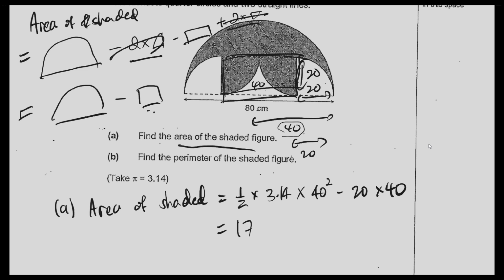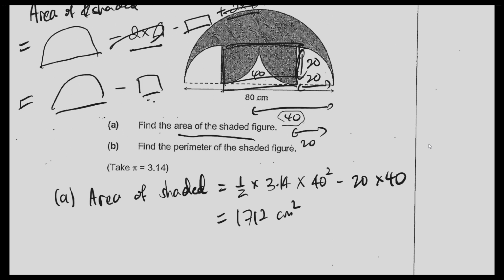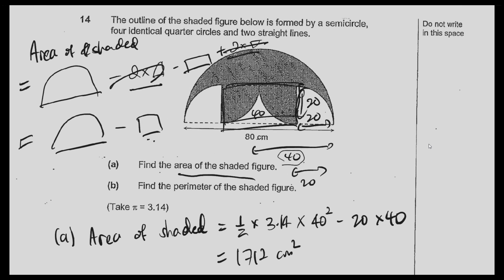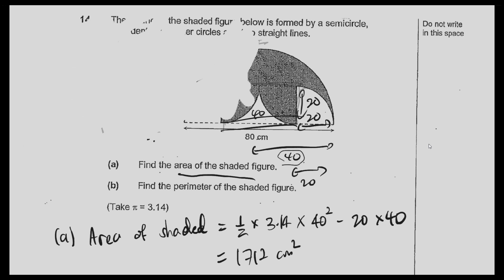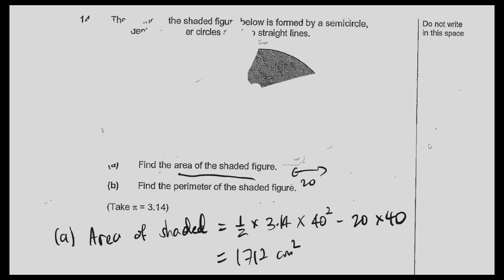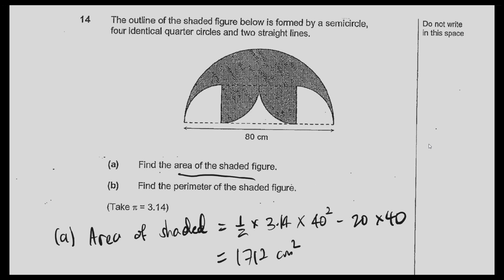We'll get 1712 cm squared. Next, we need to find the perimeter of the shaded figure. Let me just erase this so it'll be clearer for us to see exactly what we want. So the perimeter of the shaded figure is this plus this plus this plus this plus this plus this plus this.